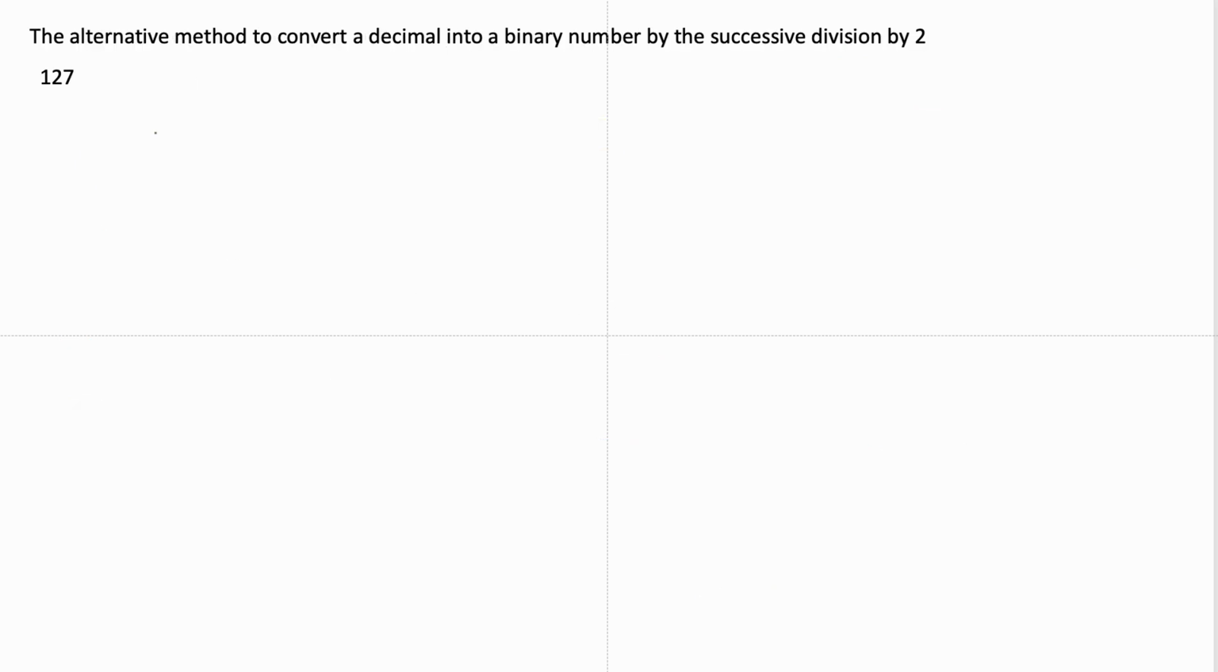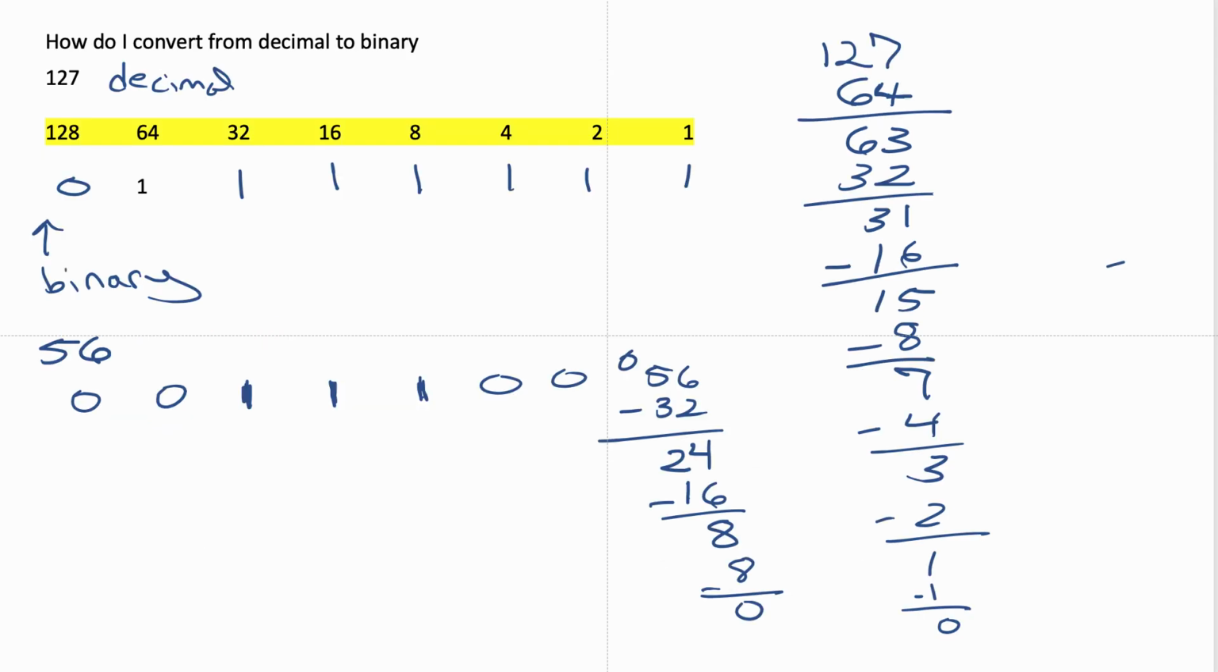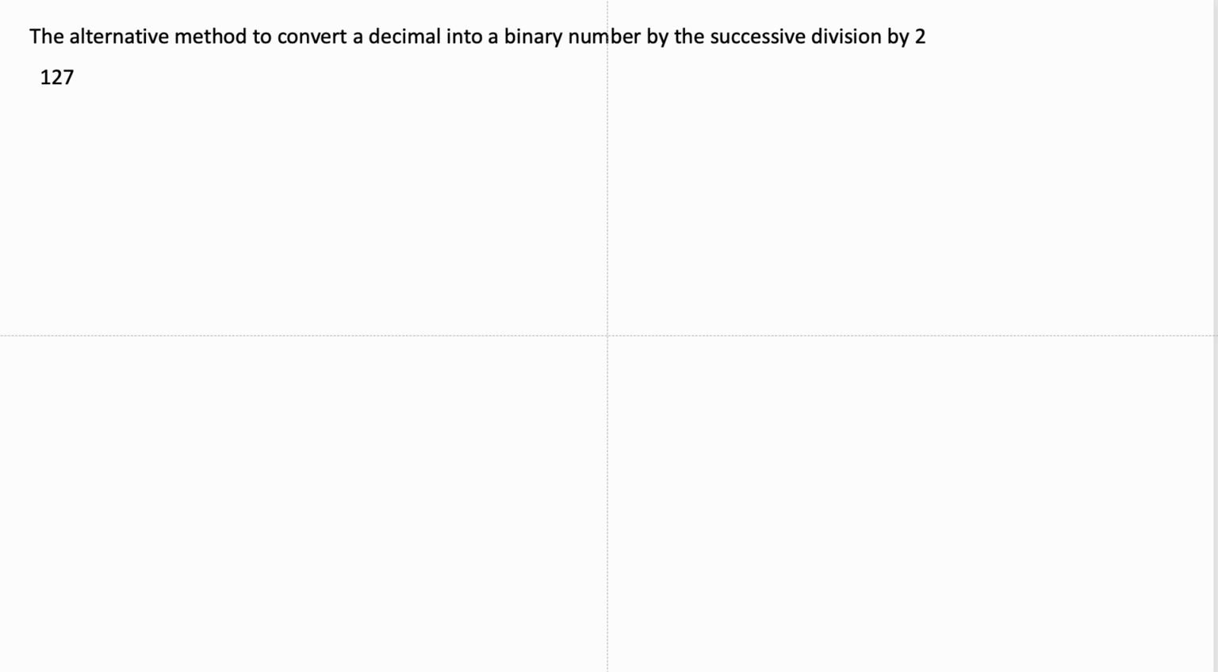Okay, let's go to the next one. An alternative method to convert a decimal to a binary number is by successive division by 2. I showed you one method to convert a decimal to a binary, but there's also another method that we could do, and it's just by dividing by 2. So you take your number, let's say 127, and you divide it by 2 until you get down to 0.